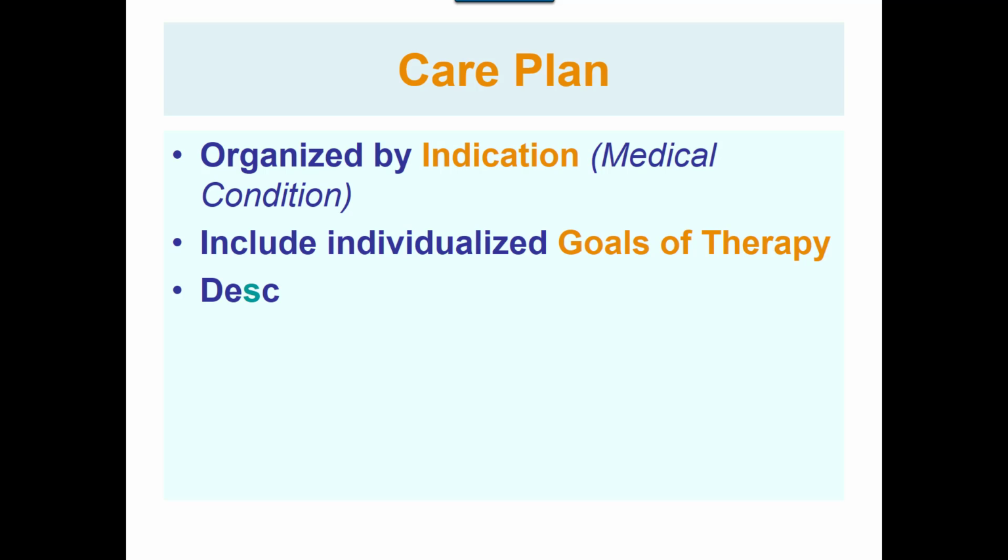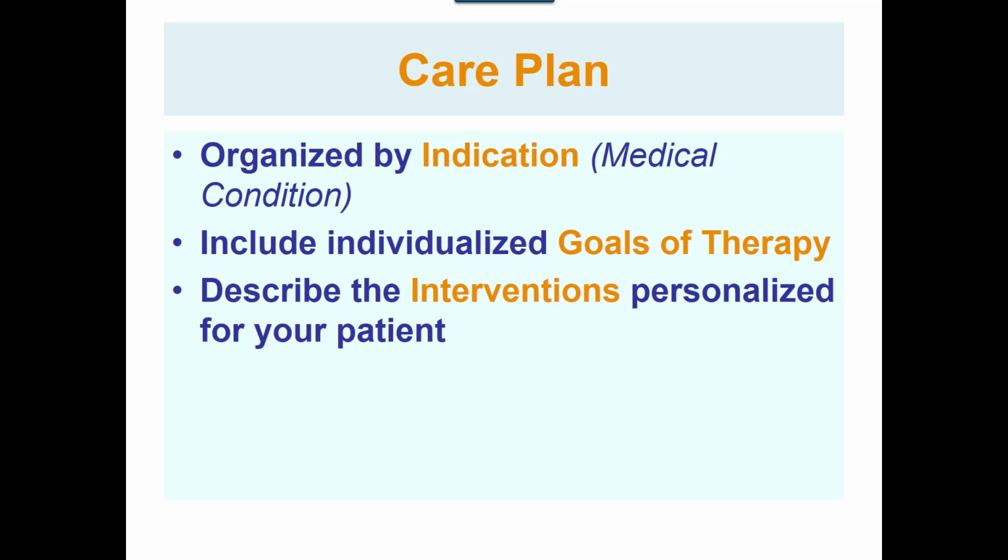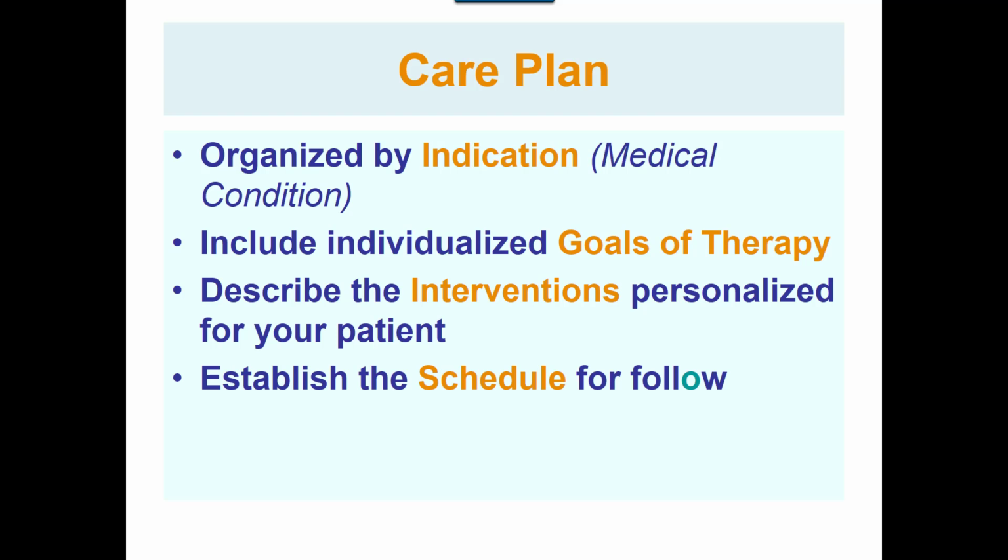Care plans also contain interventions to meet the goals of therapy. Interventions describe what you are going to do or what actions you will take on behalf of your patient. Each intervention must be individualized and personalized for your patient. And finally, every care plan contains a schedule for when you will need to meet to follow up with your patient in order to determine the effectiveness and safety of your care plan.